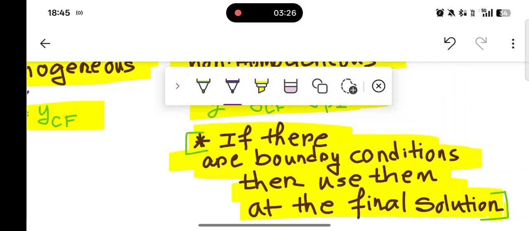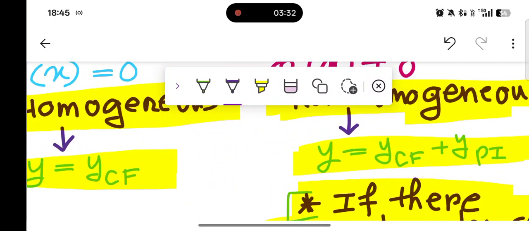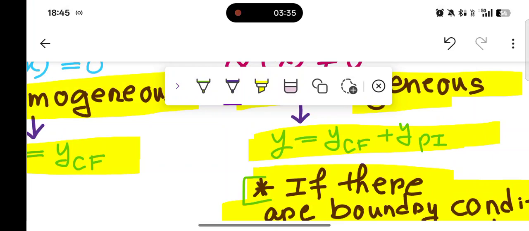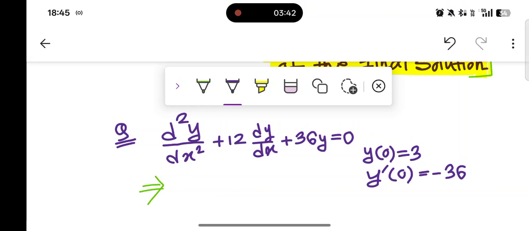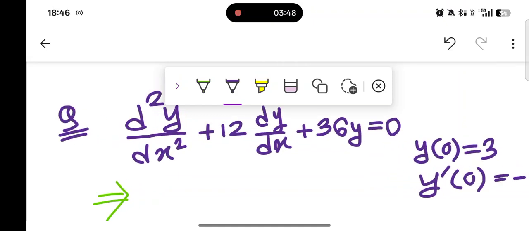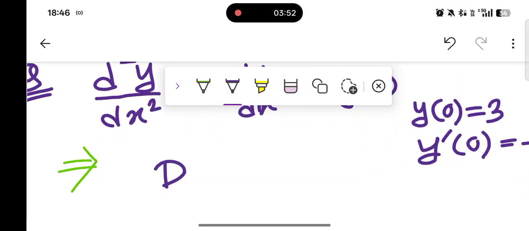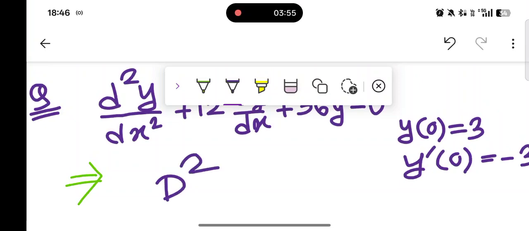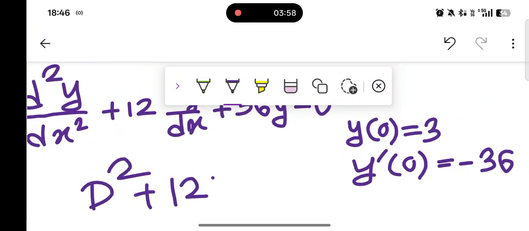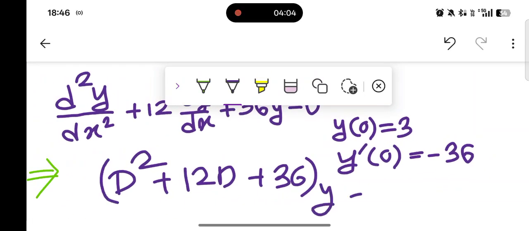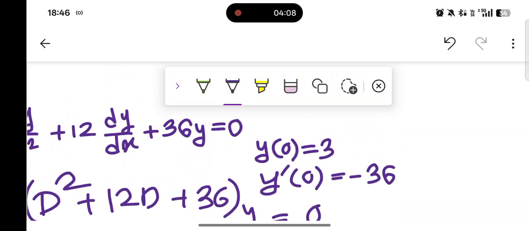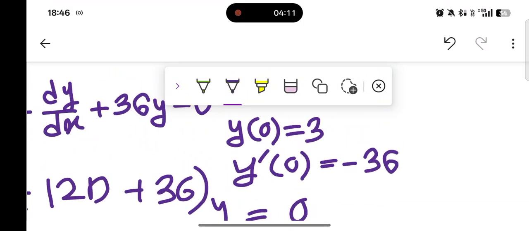However, if there are boundary conditions, then use them in the final solution. Final solution means after getting CF for homogeneous, or after getting PI plus CF in case of non-homogeneous equation. Now in this video, I'm going to solve this question, and I have sent you a list of formulas for calculating the CF. The first thing you have to do is convert it into the second format, which is D squared plus 12 D plus 36 times 1, times y, equals 0. Now you can see this is 0, that means this is a homogeneous equation, and these are the boundary conditions.